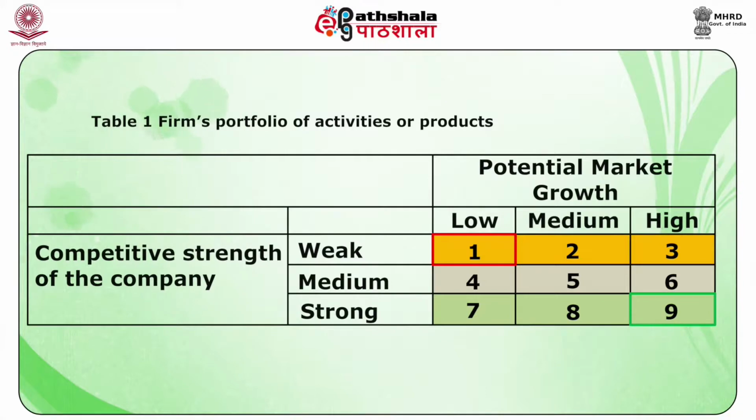Table 1 shows the potential growth for each market and the competitive strength of the company. Firms lying in box 9 are the ones with strongest competitive strength and with the fastest growing market, while the ones lying in box 1 have weakest competitive strength and the market is growing slowly. Thus, firms should concentrate resources in box 9 products and try and avoid box 1.